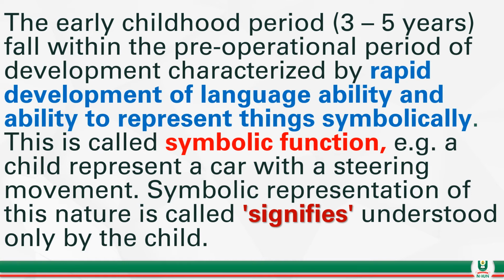Children tend at this stage to represent what they couldn't express themselves about, or what they feel they can use a symbol to represent. So this is called symbolic function. A child represents a car with a steering movement, and when this happens, it is called signify. Symbolic representation of this nature is called signifies, only understood by the child.